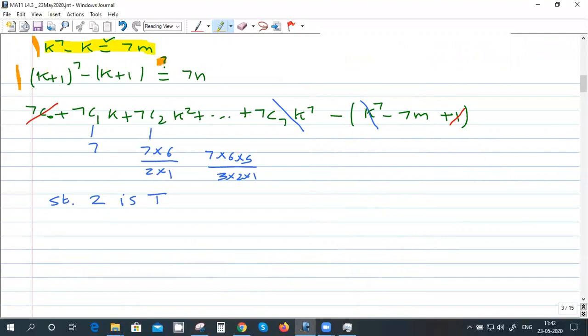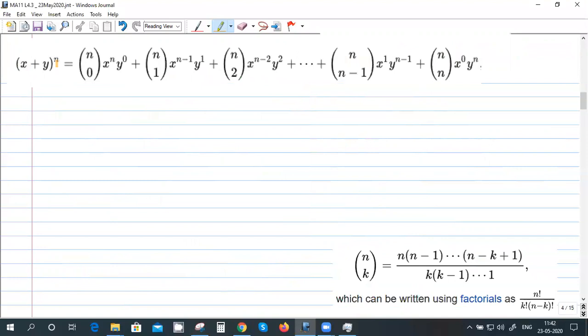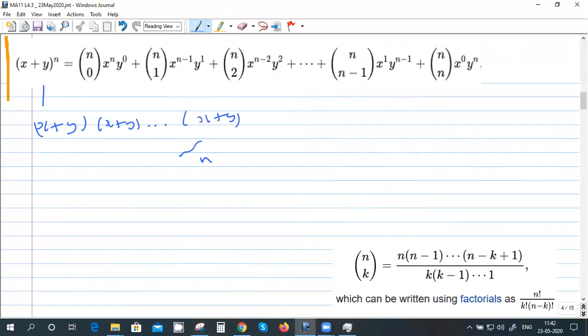There is one important result of binomial theorem which states this one: x plus y raised to the power n. So can you guess what it will be? The n is a natural number. This is x plus y into x plus y. How many times? N times. So you'll get x raised to the power n maximum. The power of x maximum will be x raised to the power n. That will be one term.